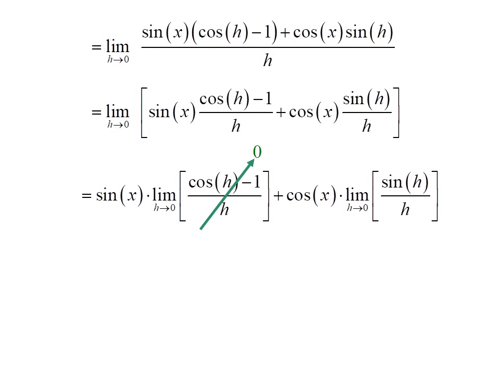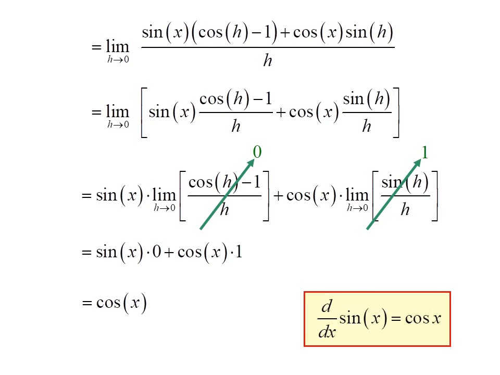The first limit becomes 0 and the second limit becomes 1. This gives us sine x times 0 plus cosine x times 1, or just cosine x. So we have the derivative with respect to x of sine x equals cosine x.